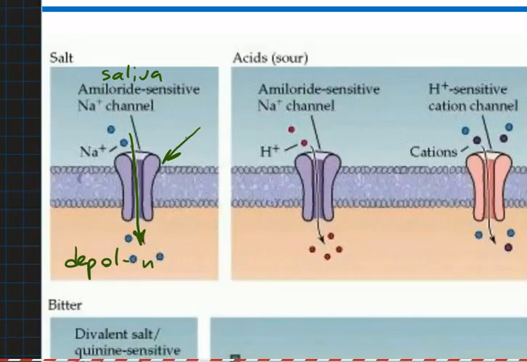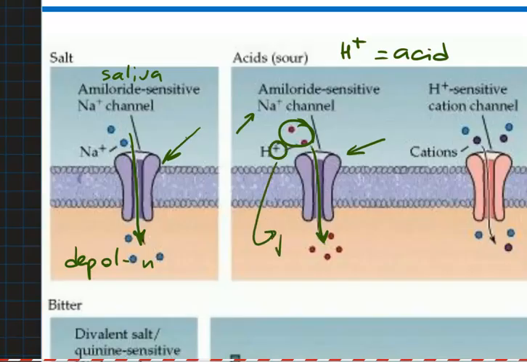Sour. Acid, as in sour, is hydrogen ions. So when you eat something sour, you deliver a fair amount of acid in your mouth, right? Two options. Hydrogen ions would use the same channel as sodium does. Okay? How are hydrogen ions charged? Positive charge, depolarization.